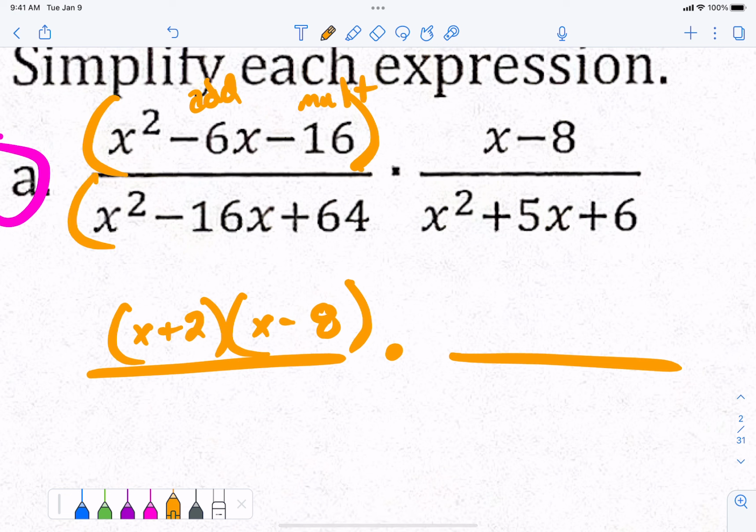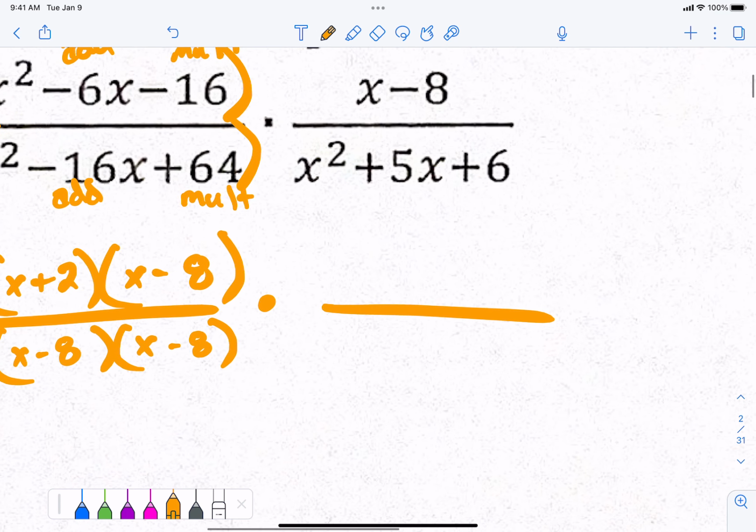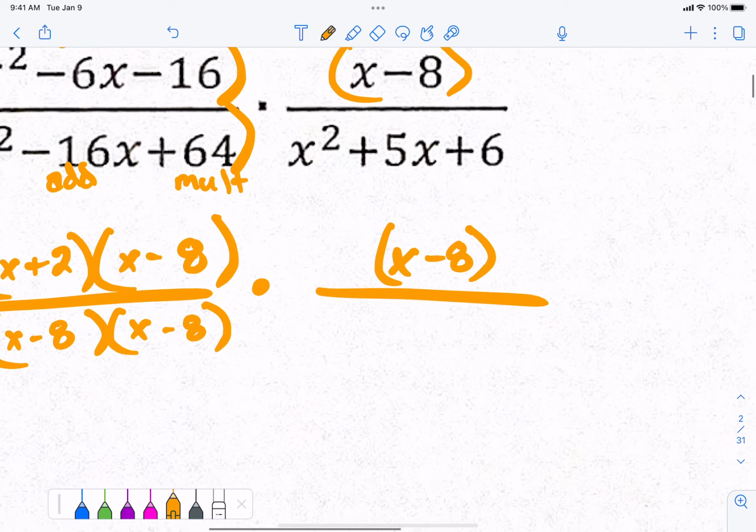Let's go to the bottom. This is a simple trinomial also. I want to multiply to get 64, but I add to get 16. Negative 8 and negative 8 makes 64, and negative 8 and negative 8 added together gives me negative 16. Agreed? Okay, set it aside. On the top here, I have X minus 8. We just recopy it down because there's nothing it can do, okay?